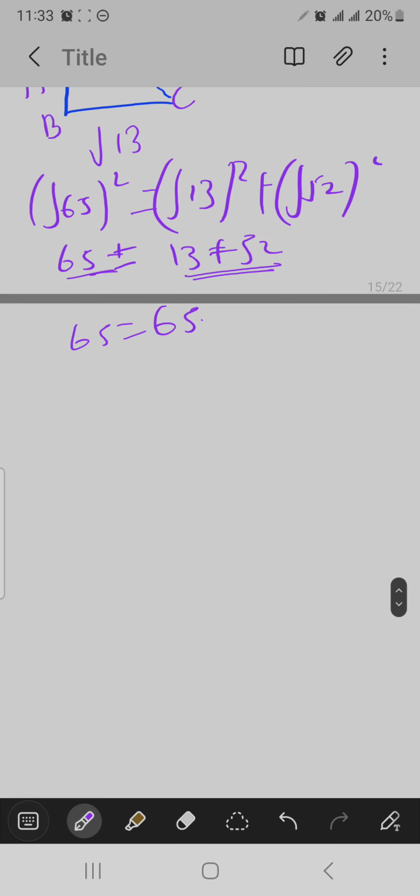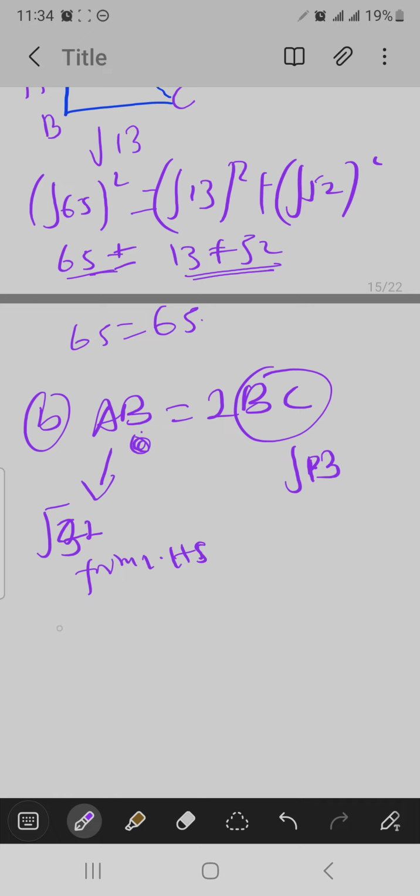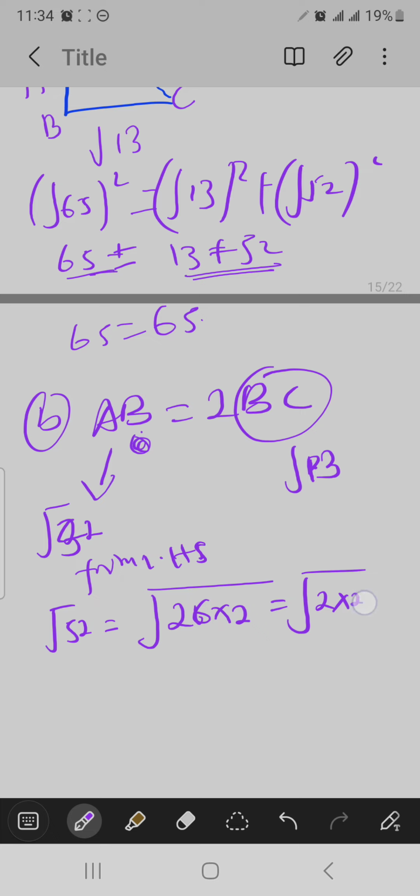And the second question: they said that you show that AB equals 2BC. What is our AB? This one is root 52. BC is what? It is root 13. I want to show this. So from the left hand side, this root 52 in basic form will be root of 2 times 2 times 13.